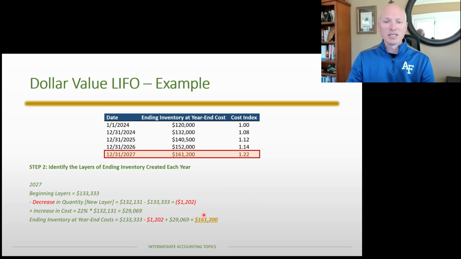Again, to be clear, this is not what we report on the balance sheet. This is just what we've tracked. This is what we know we have in terms of current costs. LIFO does not report things at current costs. It reports things at acquisition cost.